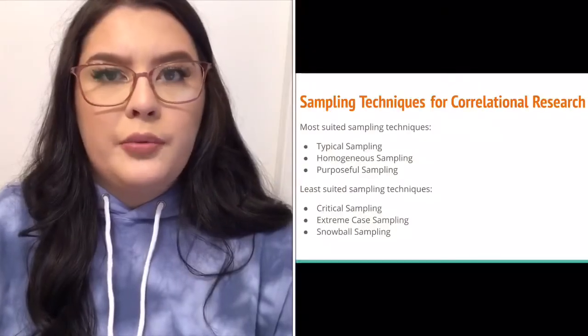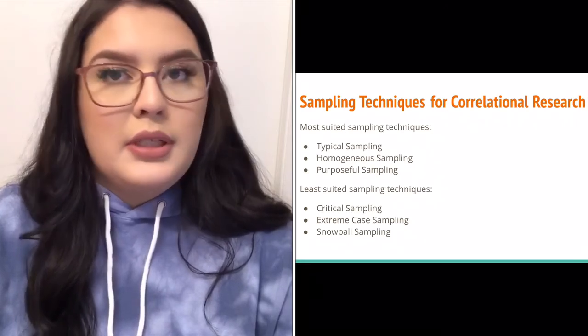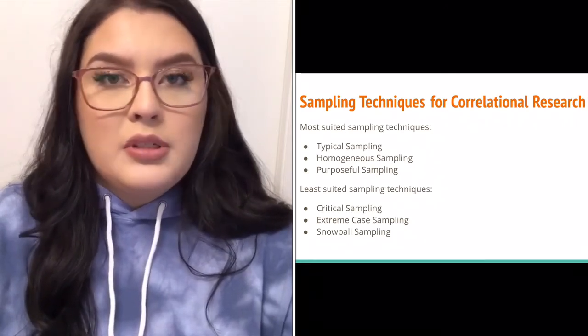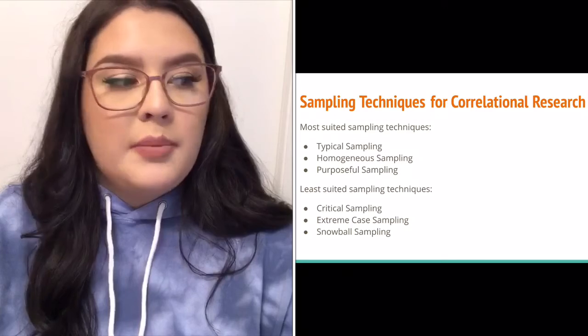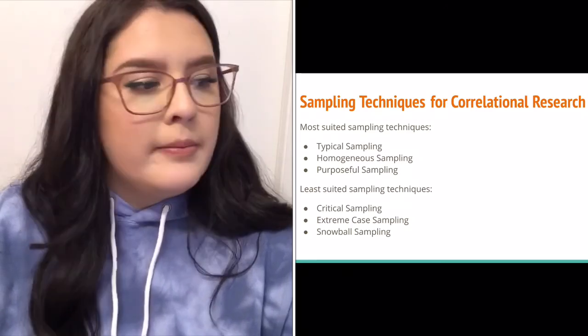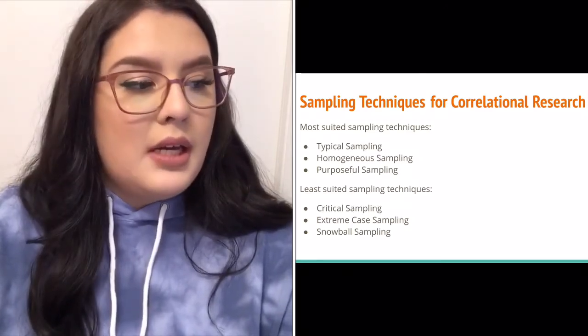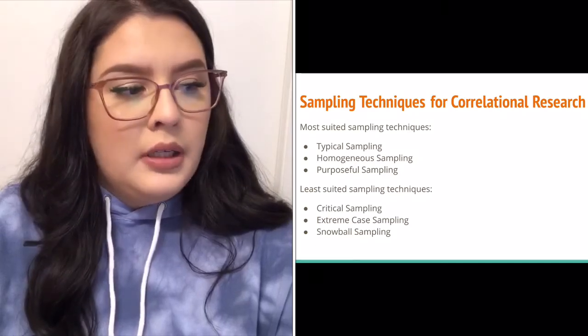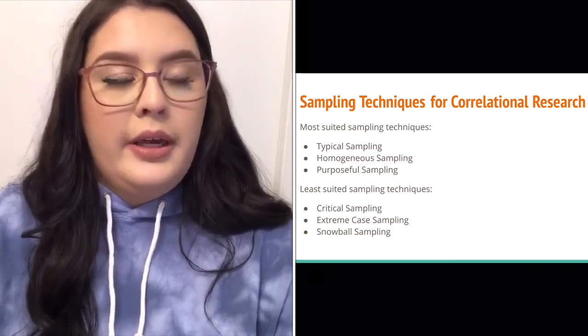Techniques for correlational research. The most suited sampling techniques are typical sampling, homogeneous sampling, and purposeful sampling. Least suited sampling techniques are critical sampling, extreme case sampling, and snowball sampling.